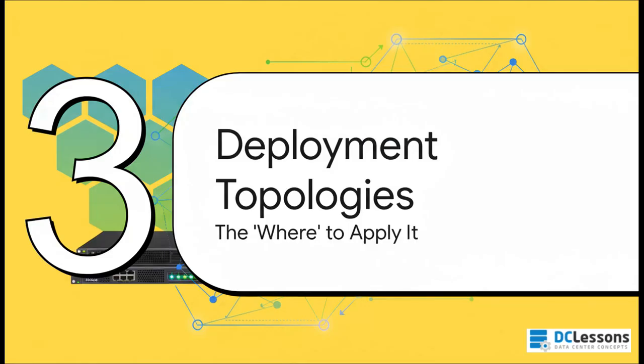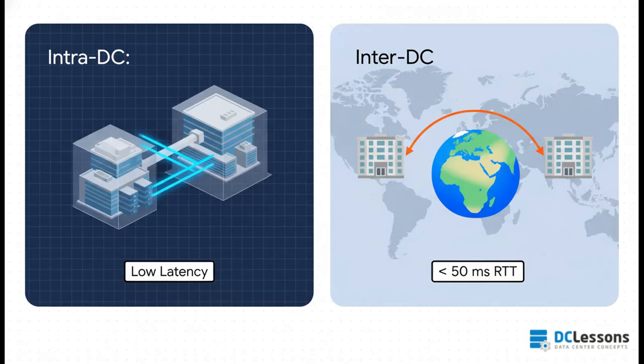Okay, so we've covered the how. Now let's dig into the where. We're going to check out the most common ways you'll see ACI multipod deployed in the real world. Generally, you can lump these deployments into two big buckets. On one hand, you've got scaling up inside a single building or a campus, where your latency is super low.